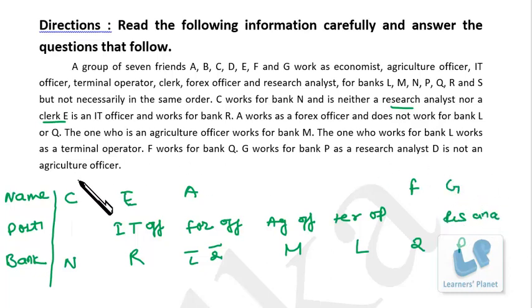Okay, D is not an agriculture officer. So 1, 2, 3, 4, 5, 6, 7 people are there. Now D cannot be here, so D has to be here, right? So A, B, C, D, E, F, G. And over here L, M, N, P, Q, R, and then S. Now C is not a clerk, that means F is clerk. Now we are left with economist. Okay, so all done. So just go through the question.